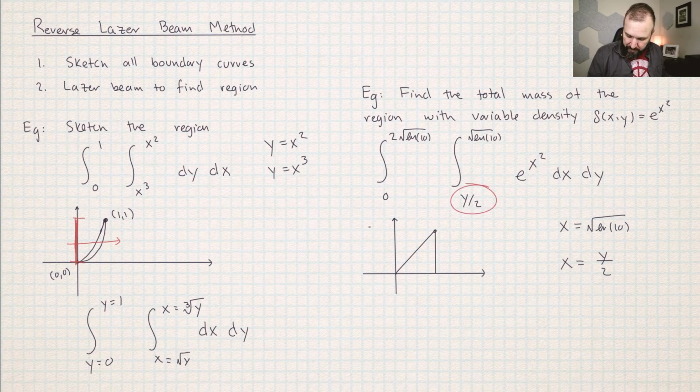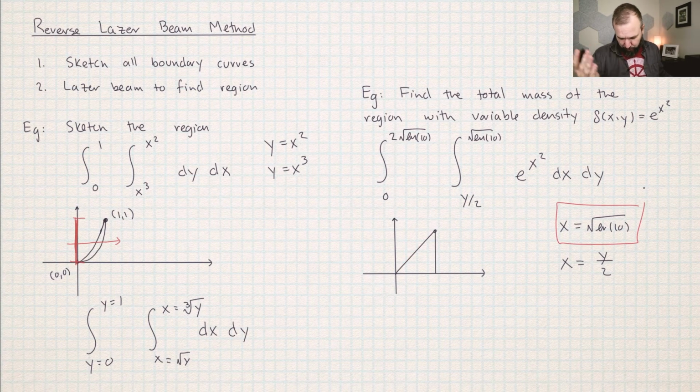The first one is x is equal to y over 2. So that's a line, and the slope of the line is 2 there. So that's that line. And then the other one is x is equal to the square root of the natural log of 10. Okay, that's kind of an ugly number, but it's just a number, and the equation x equals a number is a vertical line. So that's what I've drawn right here. x is equal to the square root of the natural log of 10.